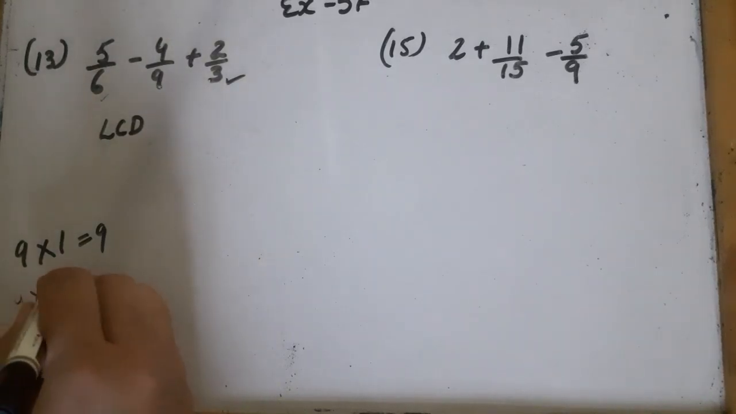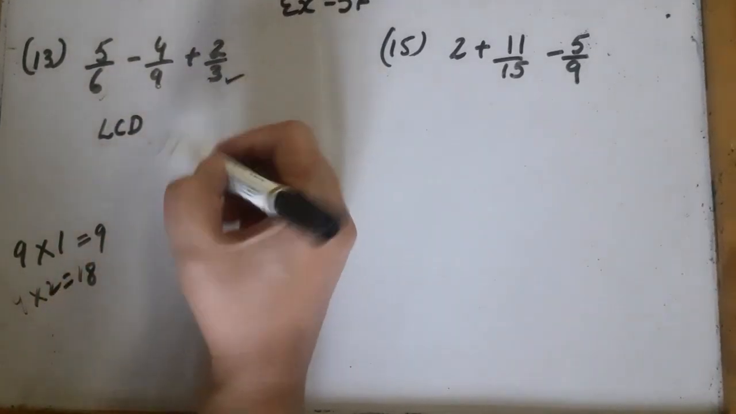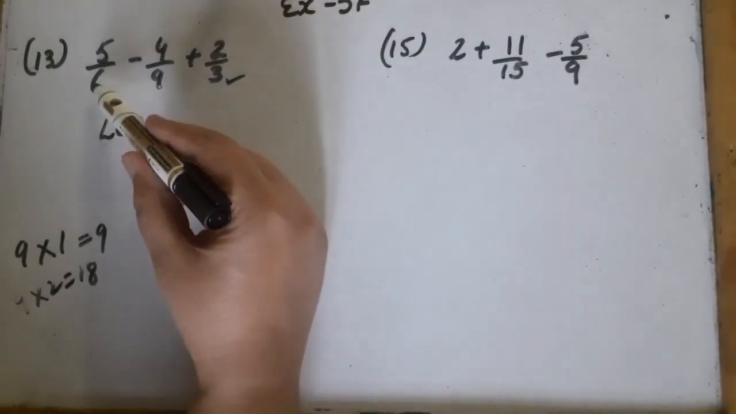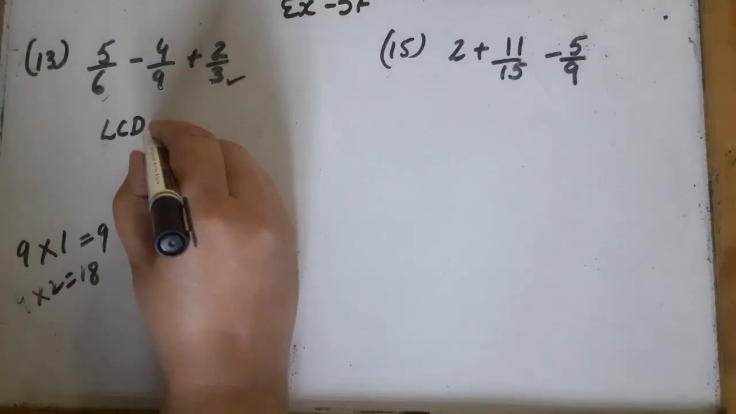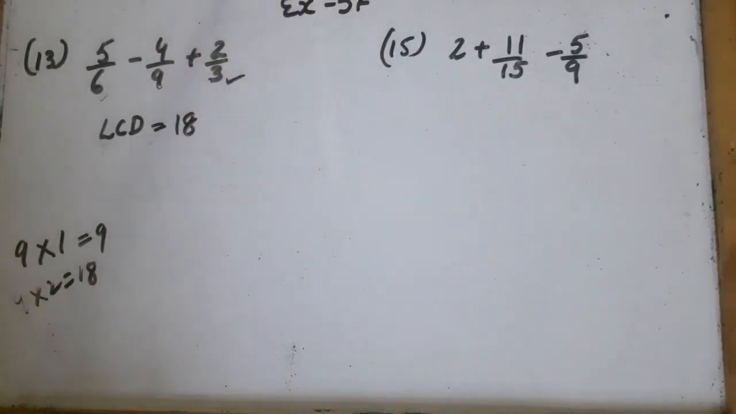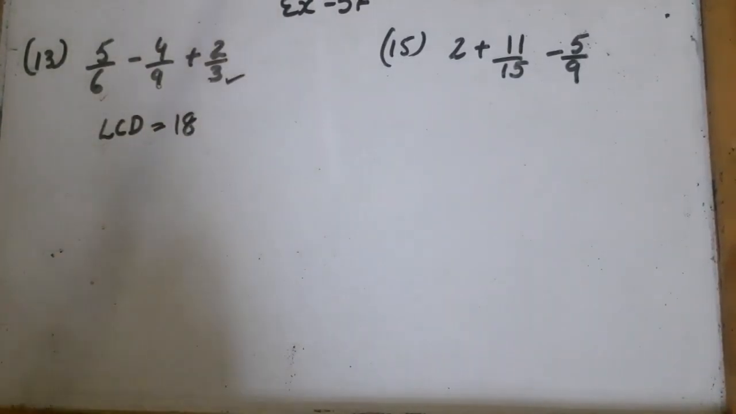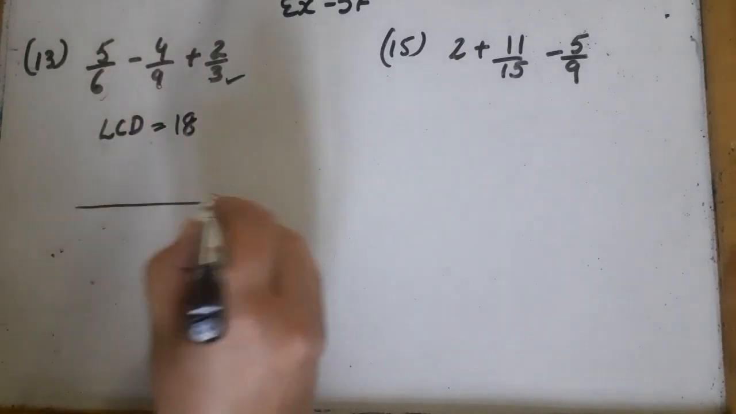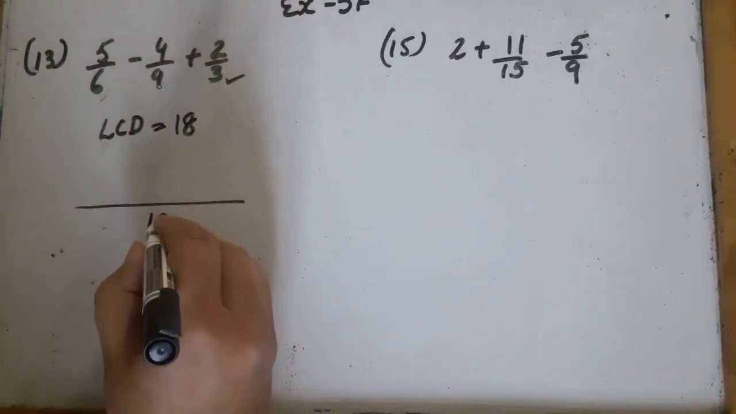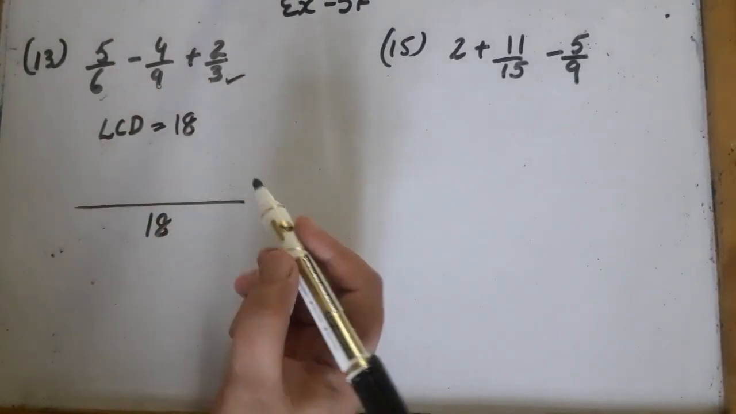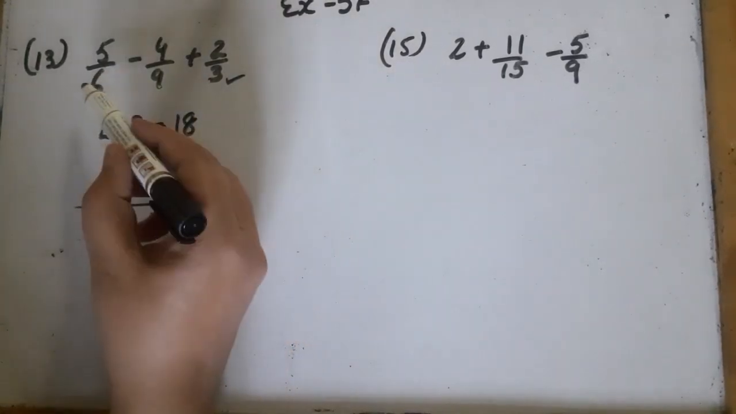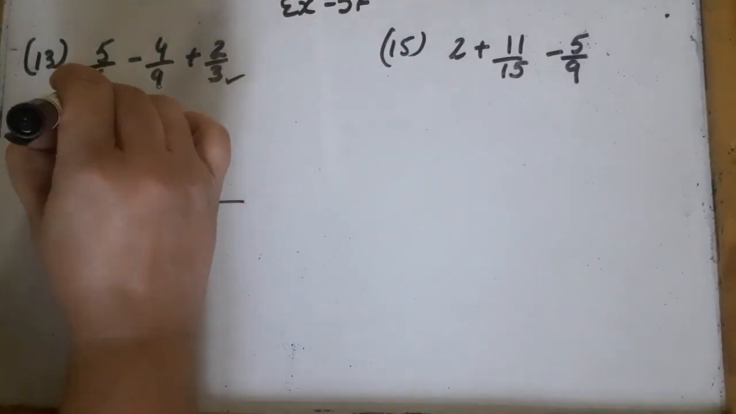Now 9 2s are 18. Do you get 18 on the table of 3? Yes. Do you get 18 on the table of 6? Yes. 6 3s are 18. So it means my least common denominator will be 18. Now it means all these fractions will have the denominator 18. Now I have to change the numerators. So 6 3s is 18.